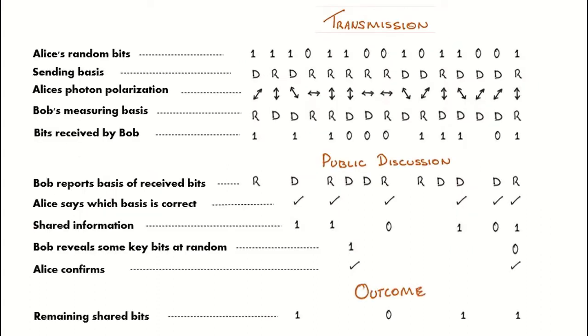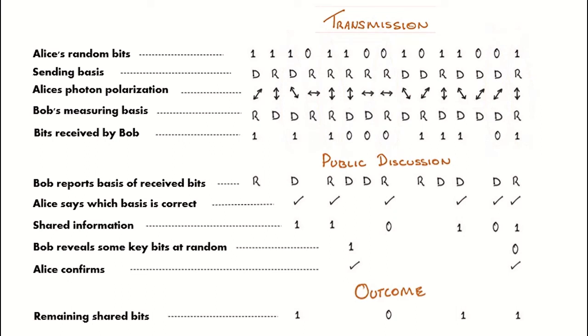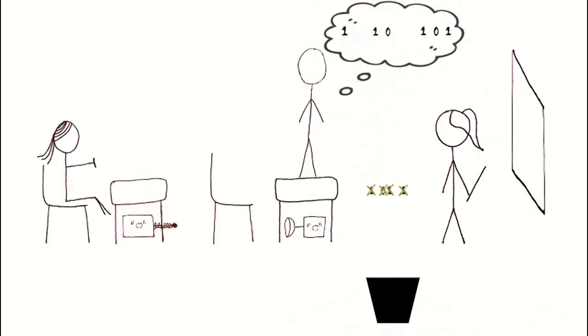If you're not fully sure about the method, I recommend you pause the video here and try to get a grasp of each step. We can see that the bits Bob keeps correspond to when the sending and receiving bits are the same and also have the same basis. The final outcome leaves them with 4 shared secret bits.